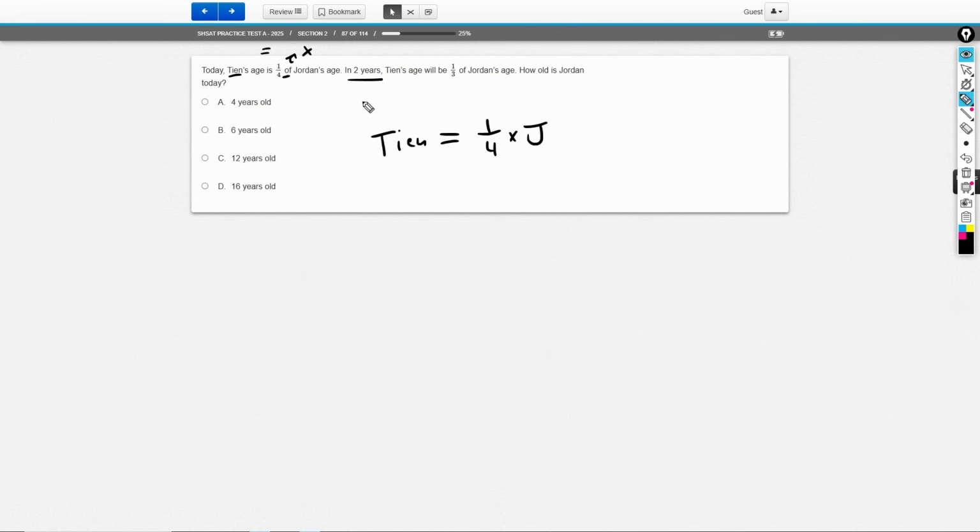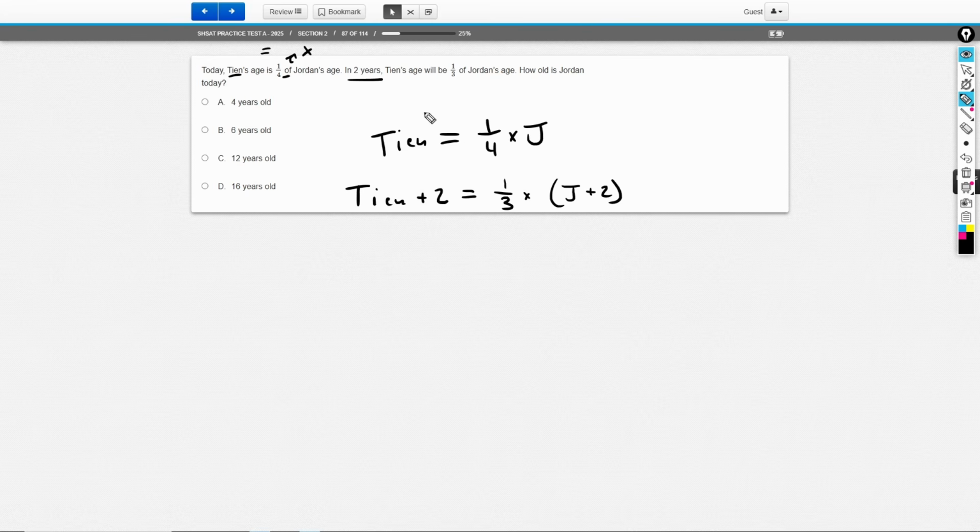In 2 years. So 2 years later, is Tien's age going to be the same or is it going to increase? It's going to increase. By how much? Well, by 2 because it's 2 years later. So now I have Tien plus 2 is equal to, well, 1/3 times Jordan's age. Is it going to stay the same or is it also going to increase by 2? It's also going to increase by 2. Plus 2. Okay? So these are my two equations.